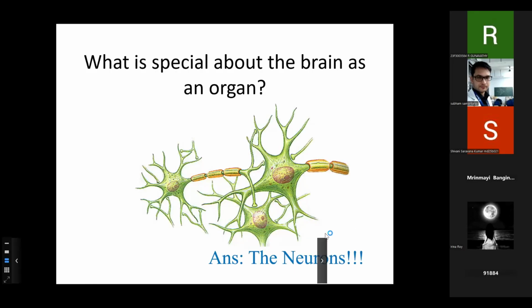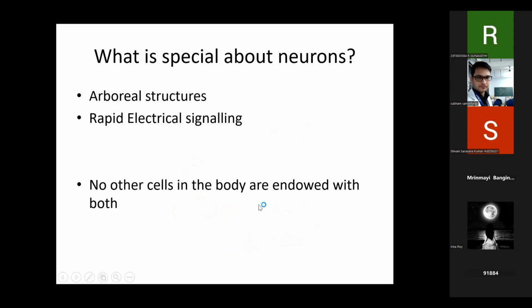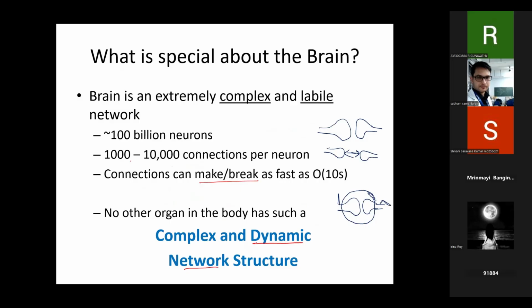So that is what is special about the brain, right? The network of neurons. And as you can see already, these two things about neurons, that is their wire patterns and this rapid electrical signal, this is what is so special about neurons. No other cell in the body has both these properties. Okay, so if you want to understand the brain, it's a large network, 100 billion neurons. Each neuron has 1,000, 10,000 connections.